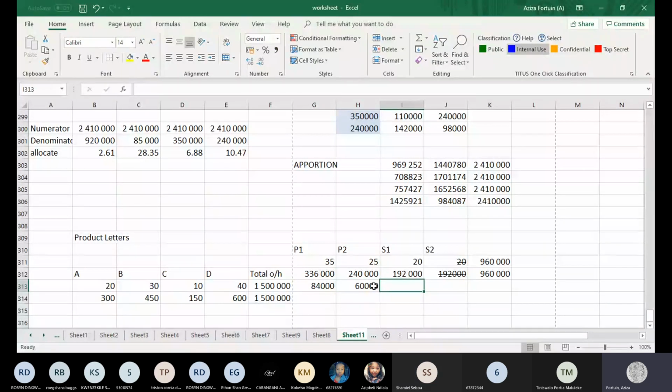And 20 divided by 80 equals 25% times 192,000. So I'm going to get 48,000. Right. And that will then equal my 192,000. Am I correct? So we've now written that off.